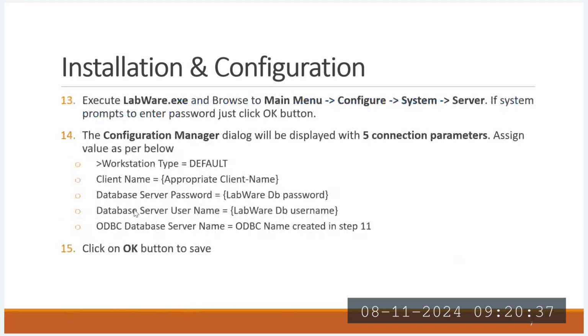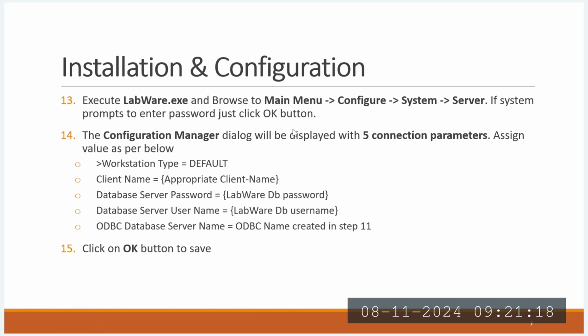Here I have mentioned that once I install the application, if I want to set up the server details, reports, or client name and database servers in the LIMS application, this is the procedure. I go to the main menu, then Configure, then Systems and Server. If the system prompts for a password, just click the OK button. When we discuss with the application, I will present all these steps in the real-time application. What I am presenting now is just a PPT presentation.